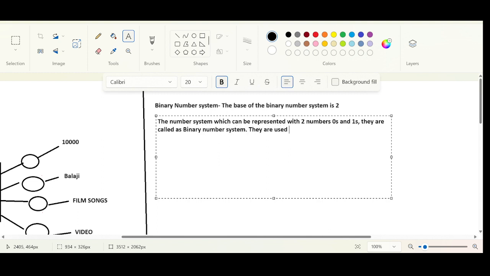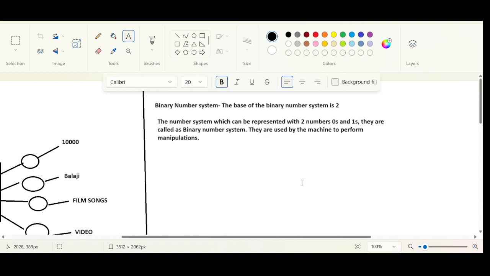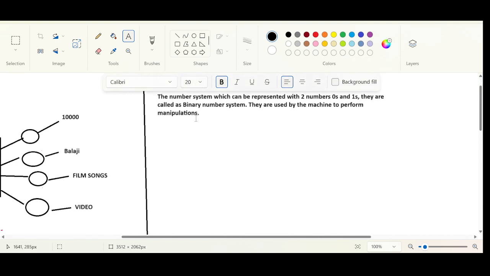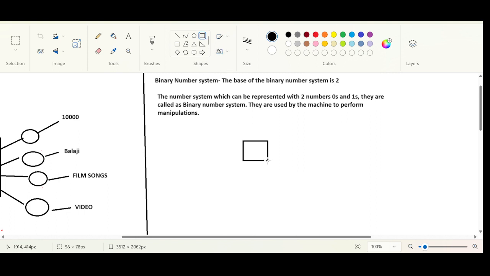They are used by the machines to perform manipulations. So the base of the binary number system is 2. Let me take a small example. In any computer, in any electronic device, let us say that I have a laptop. My laptop has a RAM of size 4 GB. Let us assume that this is my system.